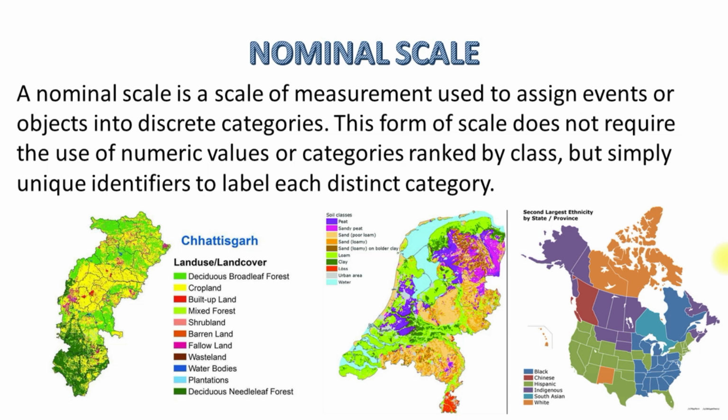The same concerns the soil map of the Netherlands, which is divided into soil types: peat, sandy peat, loam, clay, etc. This is also a discrete type of raster data, and each raster class has its own raster value. And the last example is a vector map of Canada and United States, which shows the ethnic distribution of each state of Canada and United States, which is also discrete data.